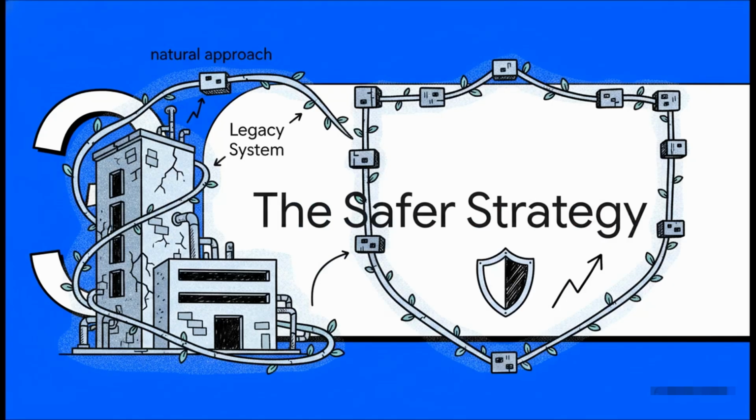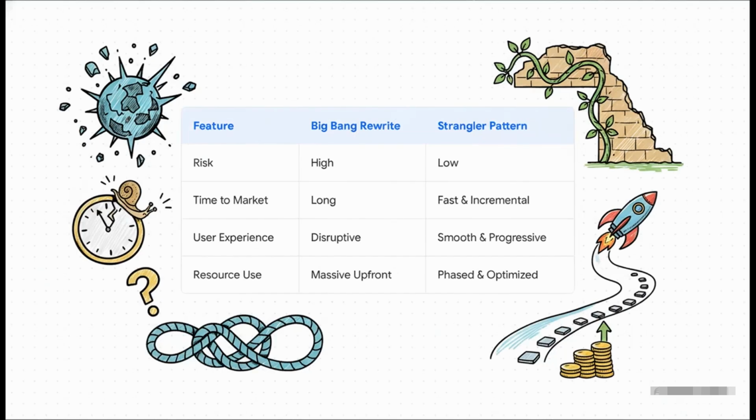So how does this strangling approach actually compare to the way things are usually done? You know, the old tear it all down and start from scratch method? Let's take a look at why this is a much safer strategy. Man, this chart really says it all. On one hand, you've got the big bang rewrite. It's incredibly high risk, it takes forever before you see any results, and it's super disruptive for your users. Plus, it costs a fortune up front.